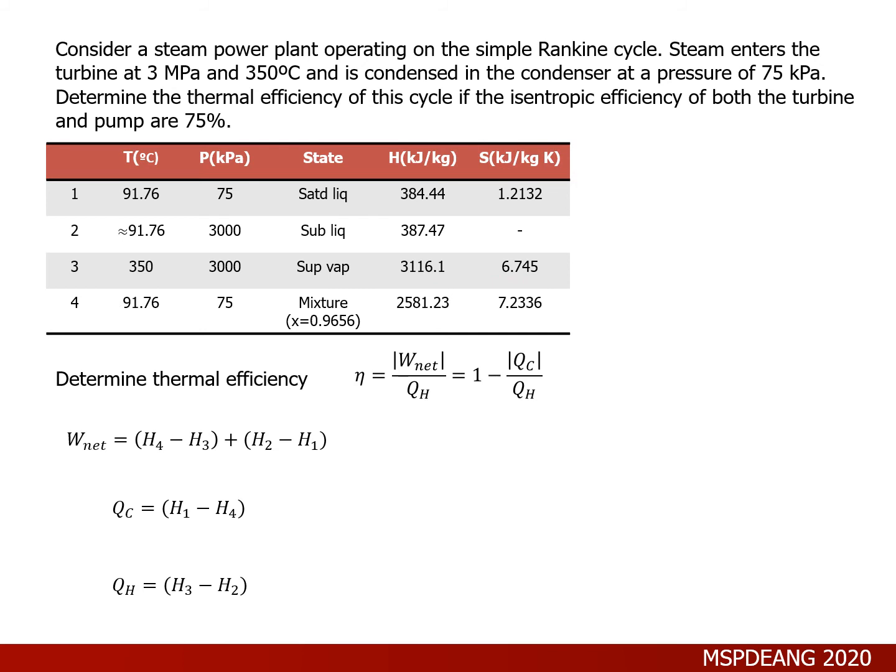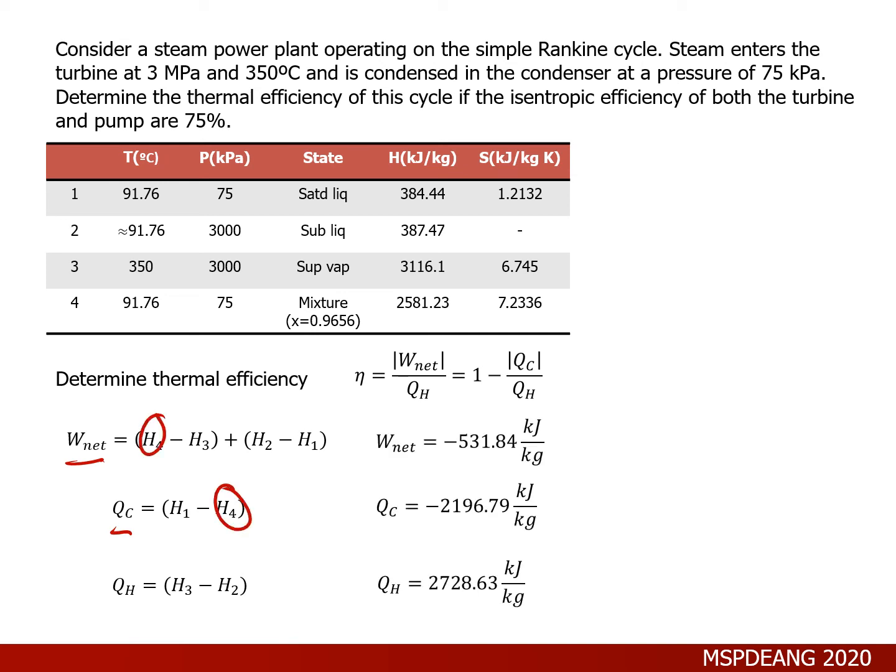So our definitions of thermal efficiencies remain the same. Only the values of W net and QC will change since the value of H4 changed. Recalculating for the new values of the net work, the heat removal and the rate of heat addition, you can now get a new thermal efficiency, which is now 19.49%. So with the turbine being only 75% efficient, there is a big decrease in the overall thermal efficiency of our cycle.